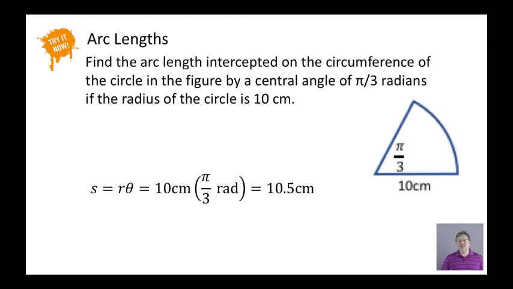Welcome back. Well, as I said before, there's no need to do any unit conversion in this problem. We already have our angle measure not in degrees, but in our desired radians, pi over 3 radians, so that we can immediately multiply theta by r. 10 centimeters is r, pi over 3 radians is theta, for an answer of 10.5 centimeters. Hopefully that was a quick problem for you to do.